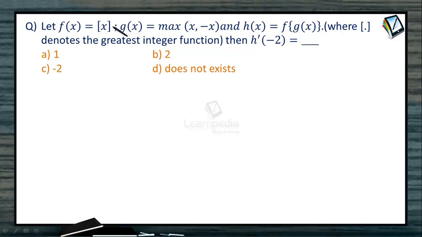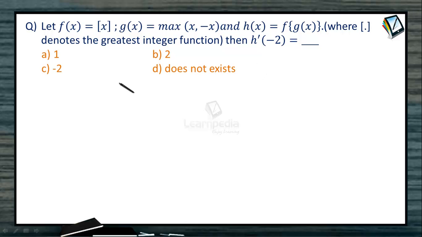Now here f of x is given to be the greatest integer function of x, and g of x is the maximum of x and minus x, and h of x is the composite function f of g of x, and we need the derivative of h at minus 2.